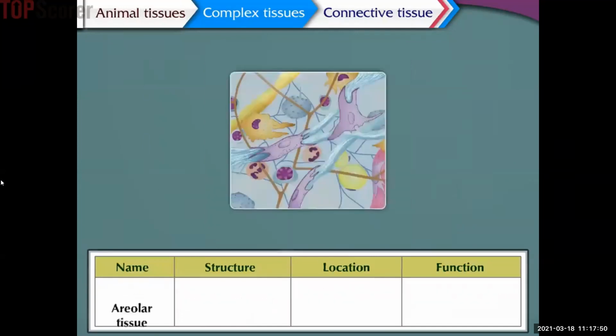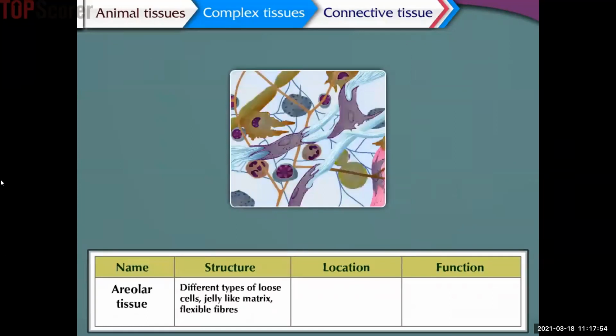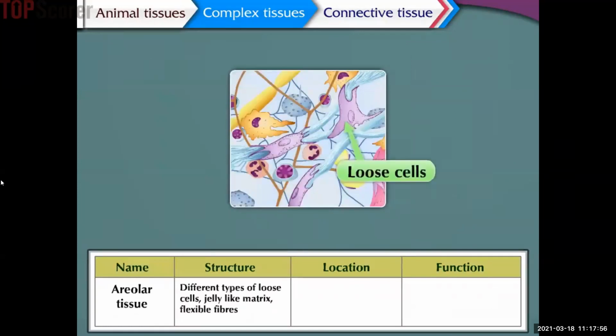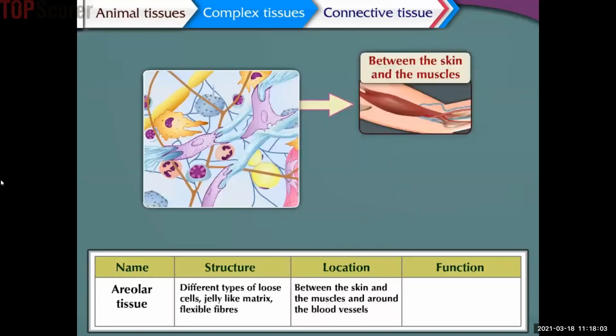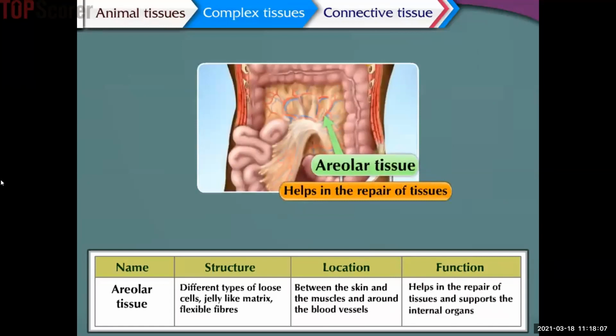Areolar tissue. This tissue is composed of different types of loose cells. It consists of a jelly-like matrix and flexible fibers. It is found in between the skin and muscles and around the blood vessels. It helps in the repair of the tissues and supports the internal organs.